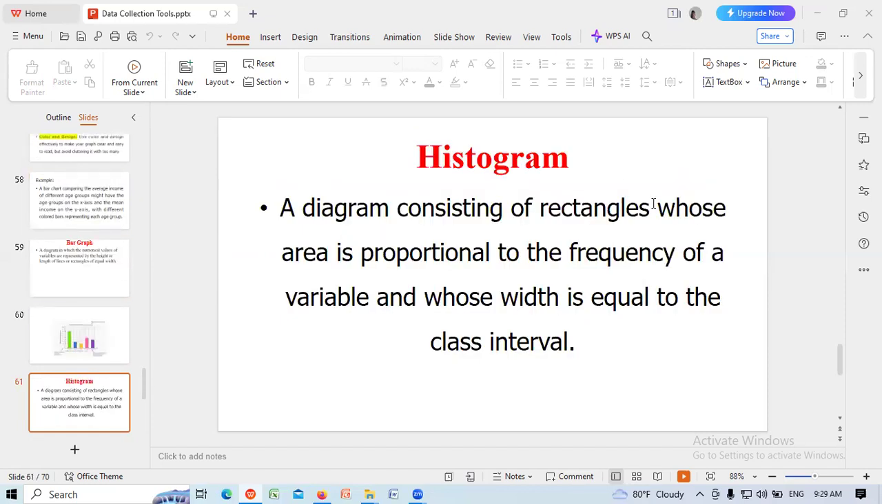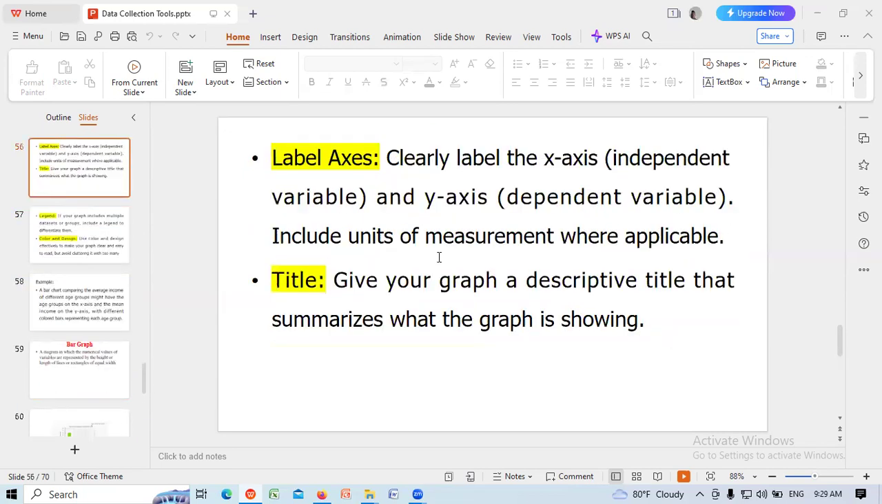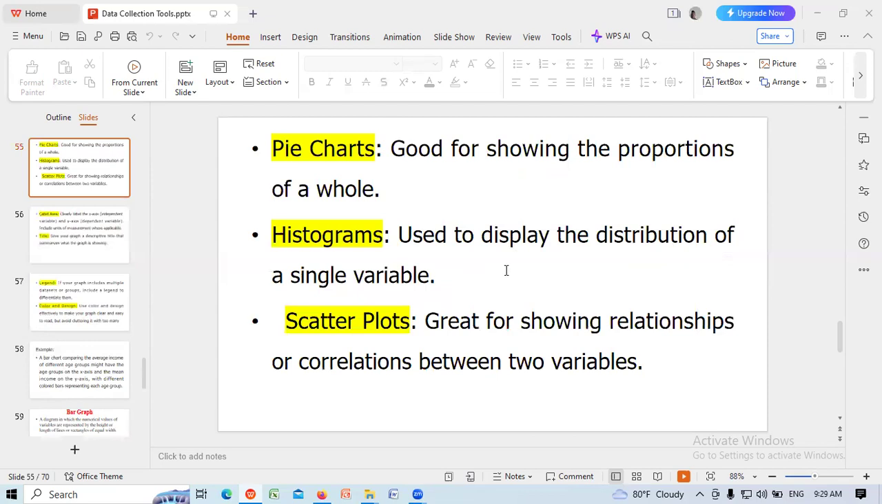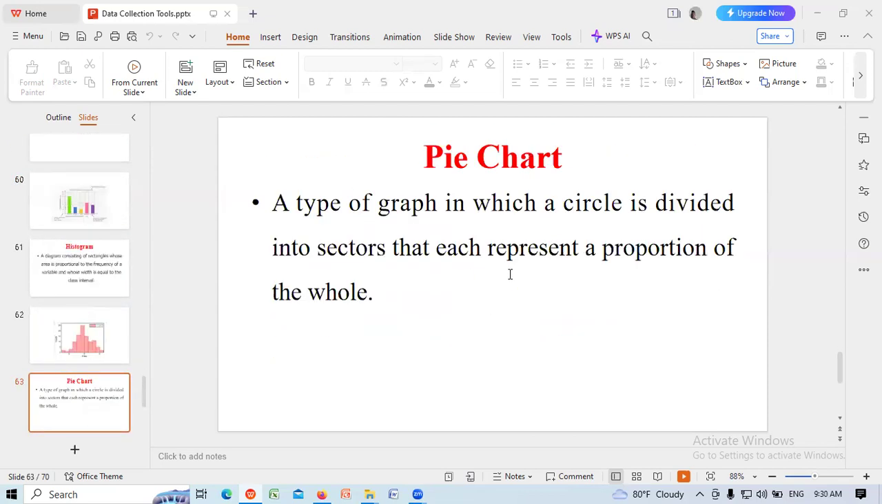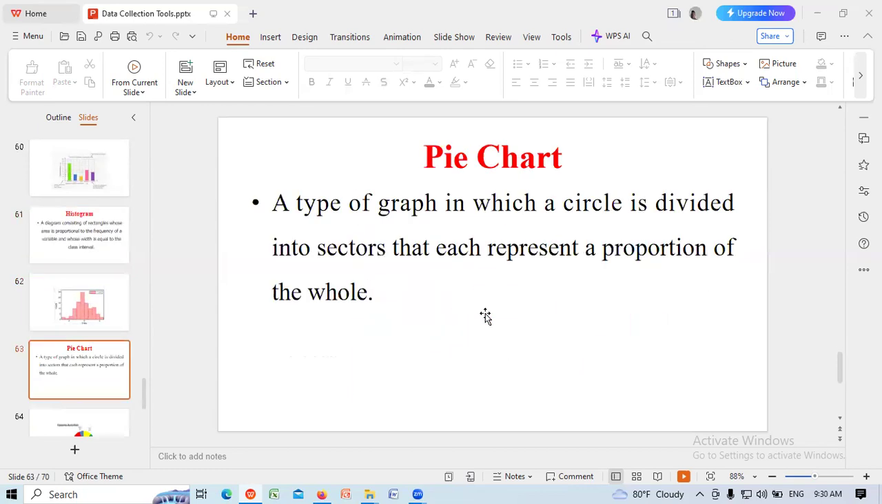This is the histogram, in which the area of each rectangle is proportional to the frequency of the variable, whose width is equal to the class interval. A histogram consists of rectangles whose area is proportional to the frequency. We use histograms to display the distribution of a single variable. This is the histogram.